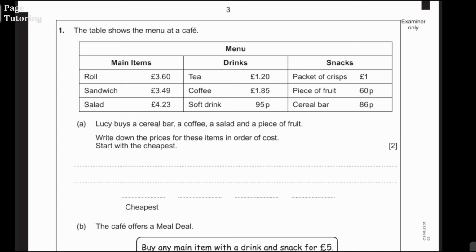Okay, so let's start labeling the things on the menu starting with the cheapest. So let's see, if we look at cereal bar, cereal bar's 86p. So I'm going to write that down here because it's giving you a bit of room to write. So we're going to write all the prices down first. A coffee is £1.85. A salad is £4.23. Very specific price. And then a piece of fruit over here is 60p.